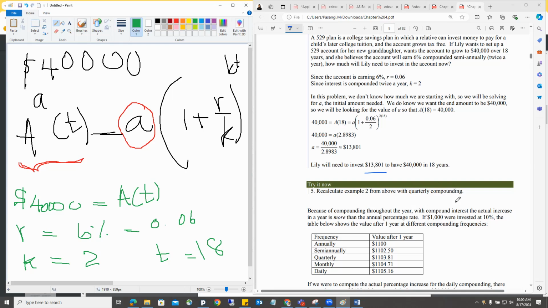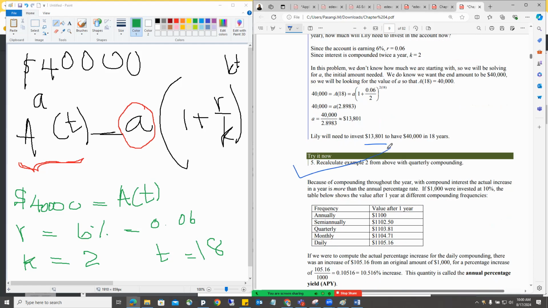It will be like 0.06 out of 4. Yes, yes, yes. So the value of K will be 4, right? Because per year we have 4 quarters, no? So then that would be the difference. So you can do this one as a homework.